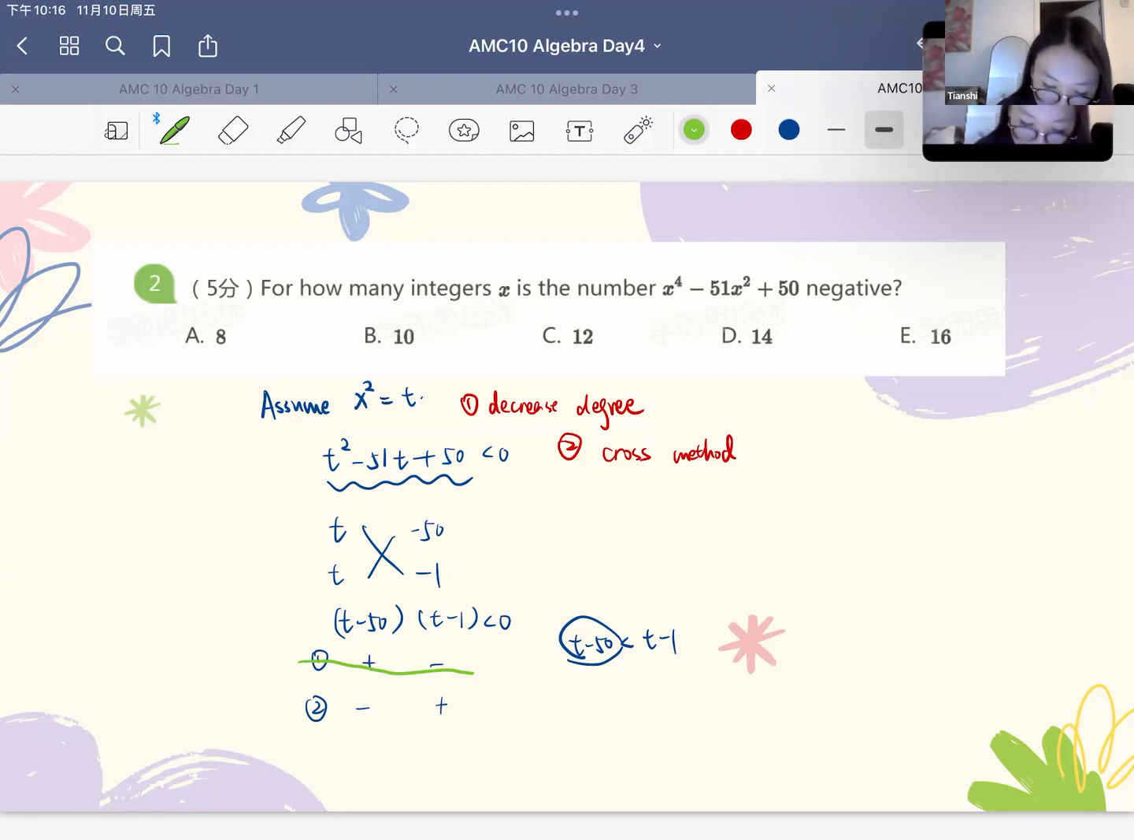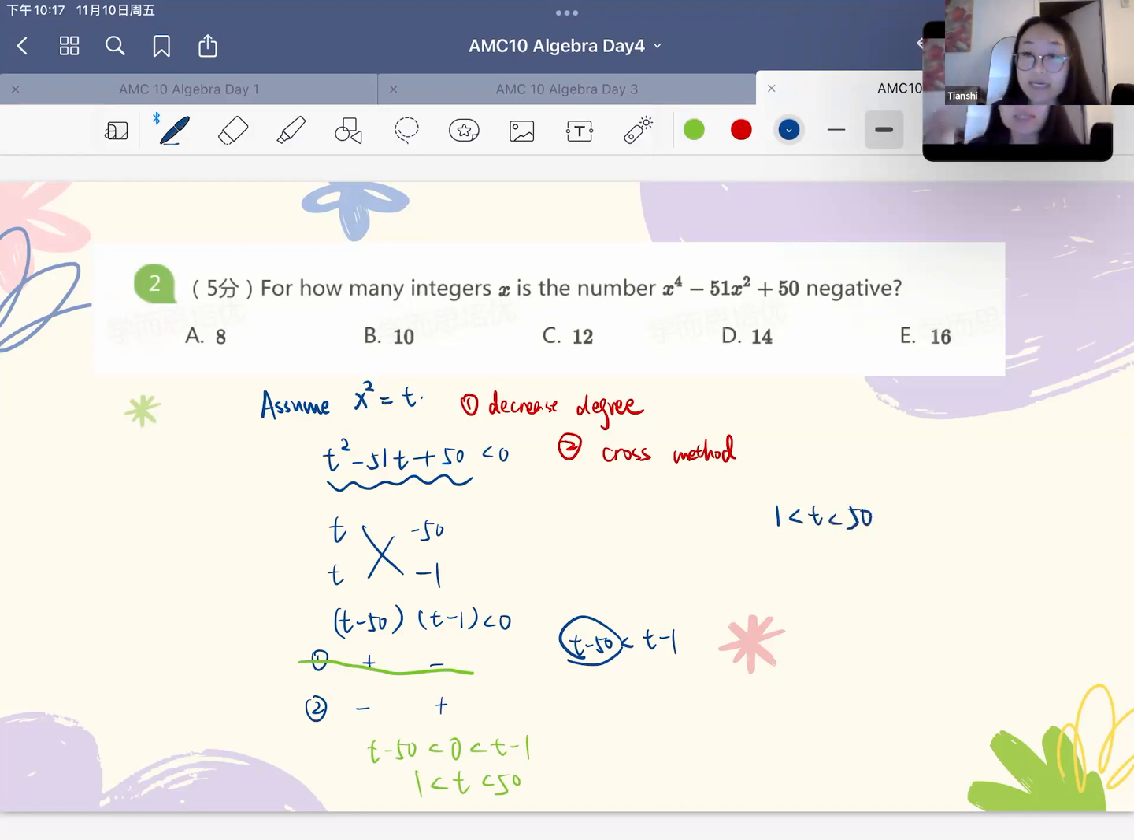So we can write t minus 50 is smaller than 0 and t minus 1 is larger than 0, and solve them. t minus 50 is smaller than 0, so t is smaller than 50. And t minus 1 is larger than 0, so t is greater than 1. So we have 1 is smaller than t, which is smaller than 50.